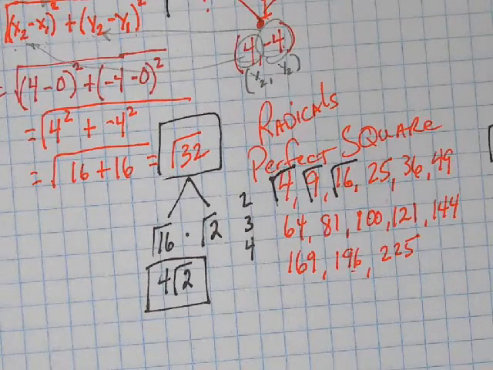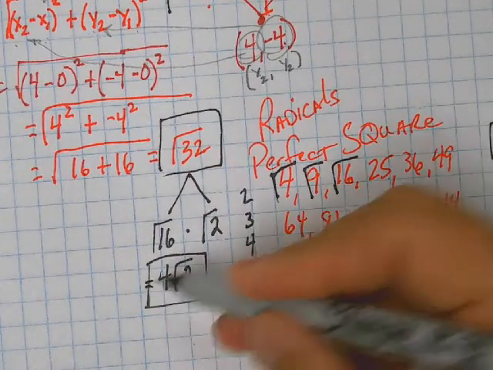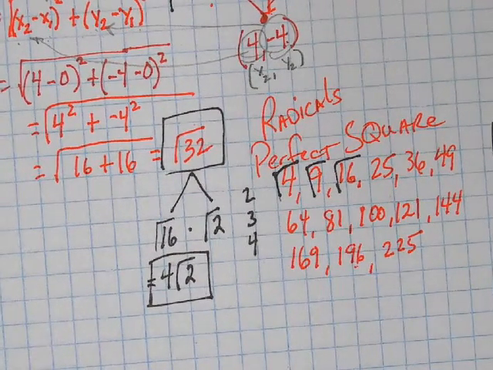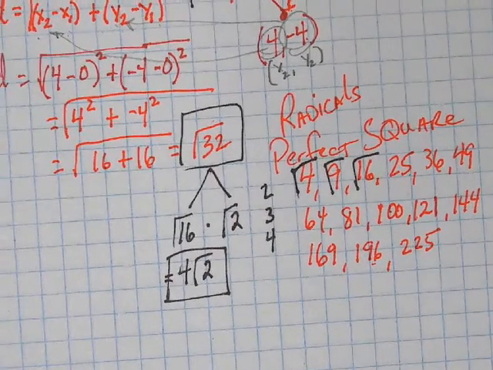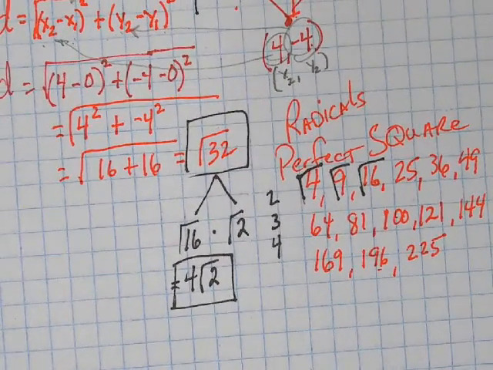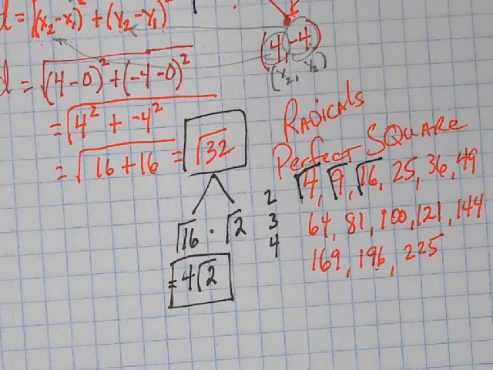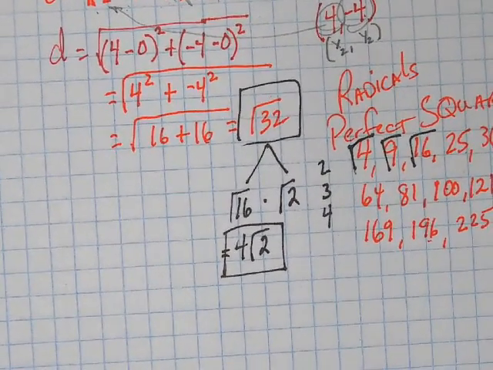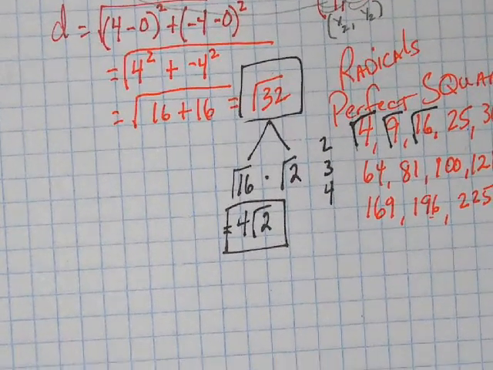And the square root of 2 is not a perfect square. Don't get fooled by that. 1 times 1 does not give us 2. 1 times 1 gives us 1. So, simplified, it is 4 radical 2. That's simplified. We'll do a lot more of simplifying radicals as the year progresses.